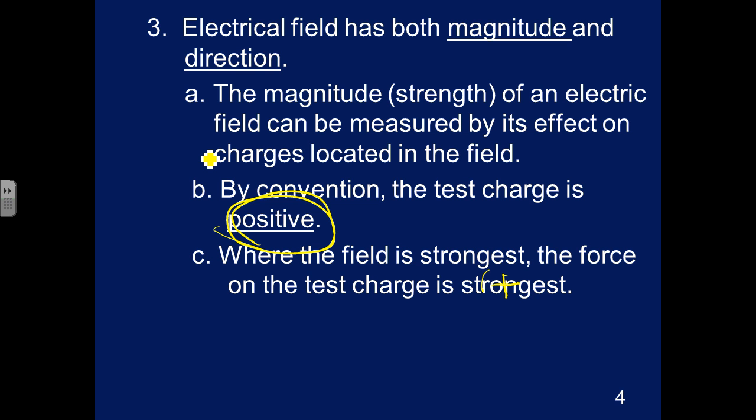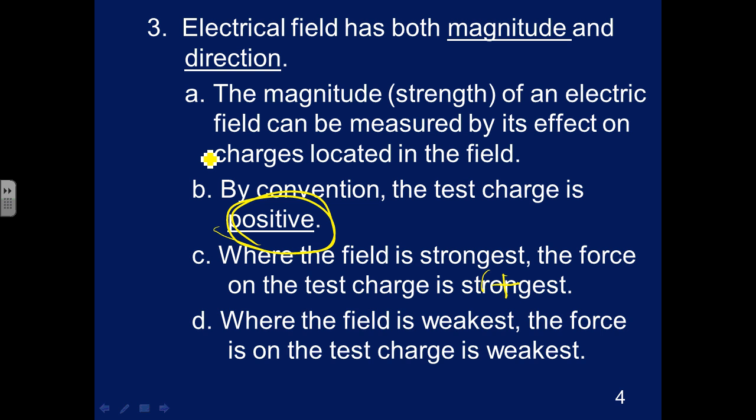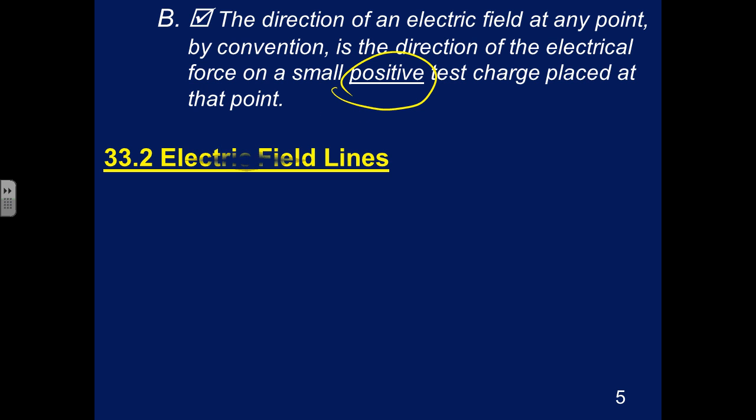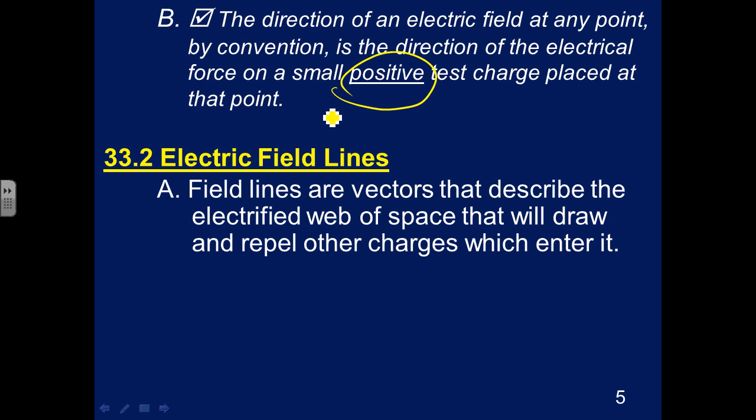Where the field is strongest, the force on the test charge is strongest. Where the field is weakest, the force on the test charge is the weakest. The direction of the field is the direction that a positive test charge would move. These lines that I was drawing are arrows. A vector is an arrow, and the vector shows the strength of the force field and the direction. They're used to describe that space around a charged object.